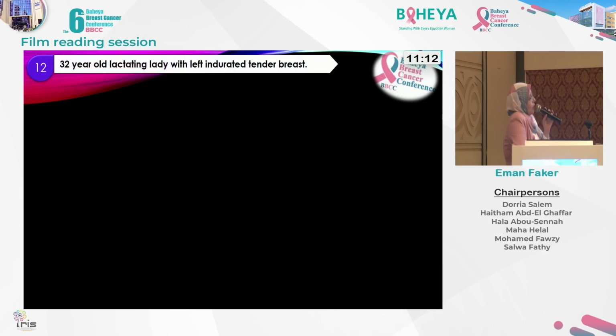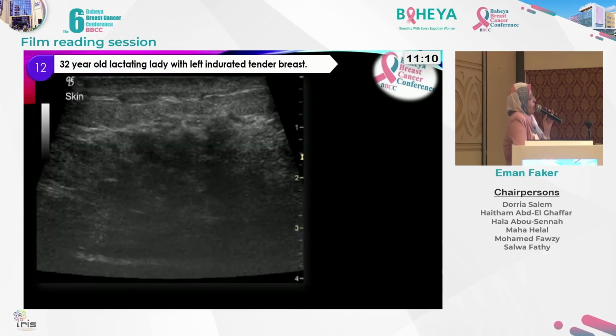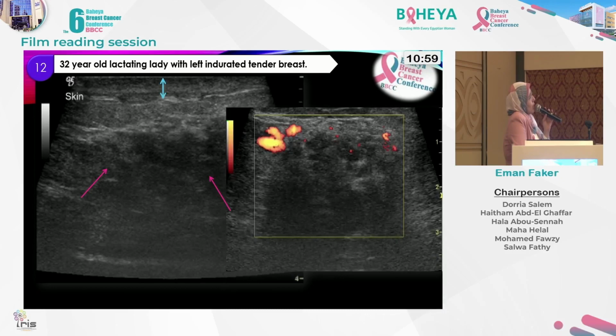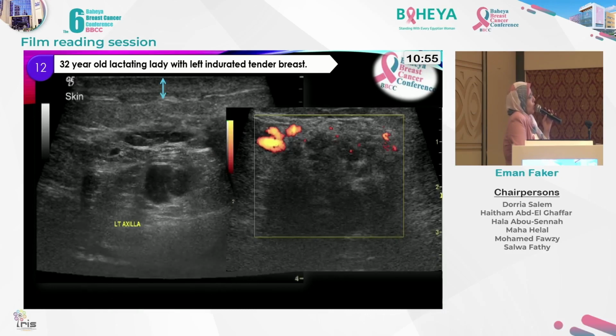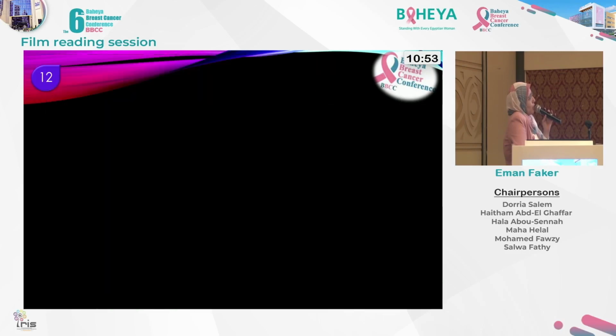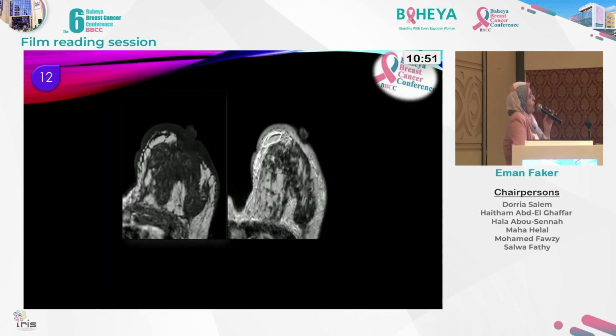This is another lactating lady with left indurated tender breast. She had an ultrasound with abnormal echogenicity, abnormal shadowing, with a mild skin thickening and interstitial edema. The lesion also had increased vascularity on color Doppler, and there was also a pathological axillary lymph node. We performed an MRI here.